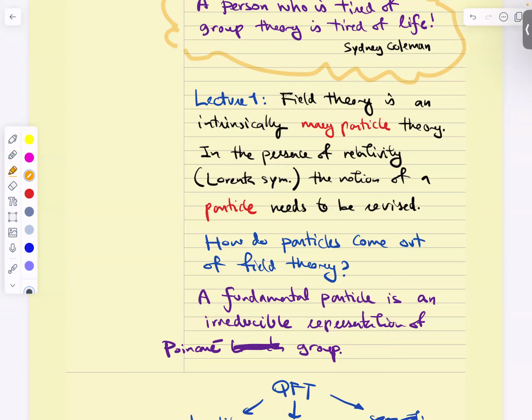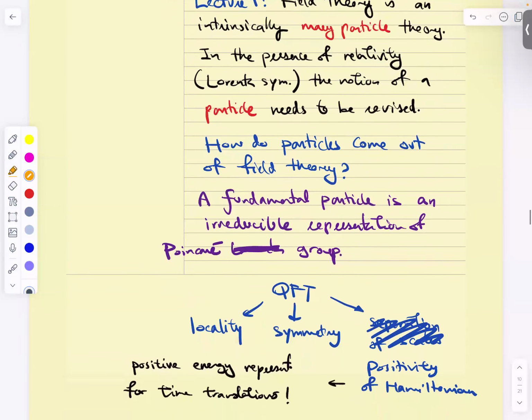Does anyone know already in advance what labels an irreducible representation of the Poincare group? What labels particles in relativistic physics? Mass squared, mass, spin, done. You already know the representation theory. M squared and S. Those are the labels, but that comes out of the representation theory. Who told you that a particle will have spin and mass squared? Representation theory of the Poincare group told you that. And we'll go through that.